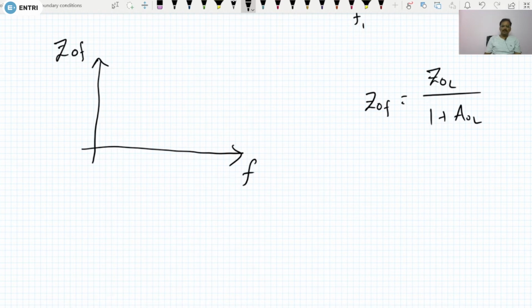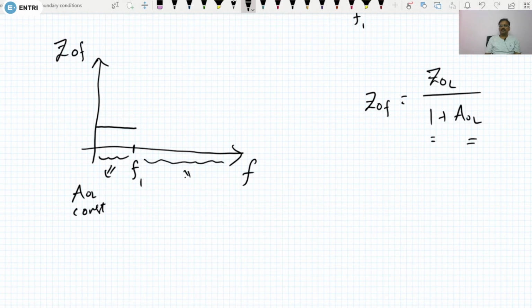Okay, so up to F1 frequency, AOL is constant, so ZOF is also constant here. Then after F greater than F1, AOL starts decreasing. So if AOL starts decreasing, this denominator term is going to decrease. So ZOF is going to increase.